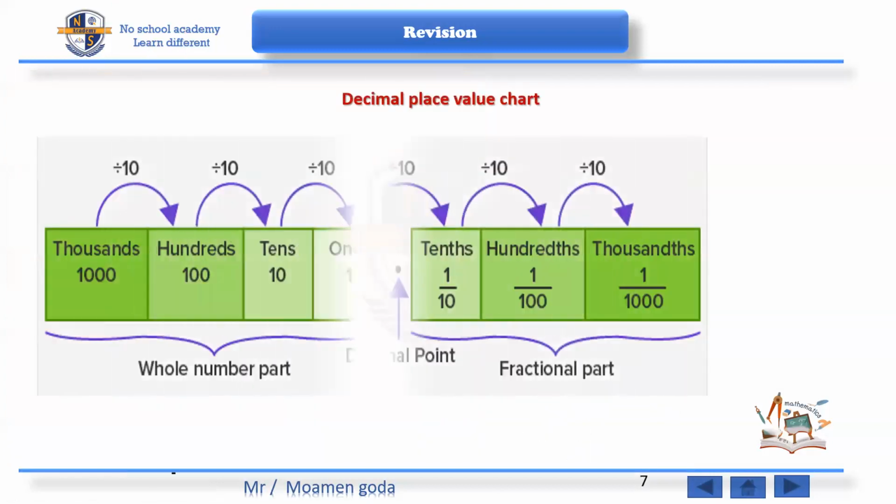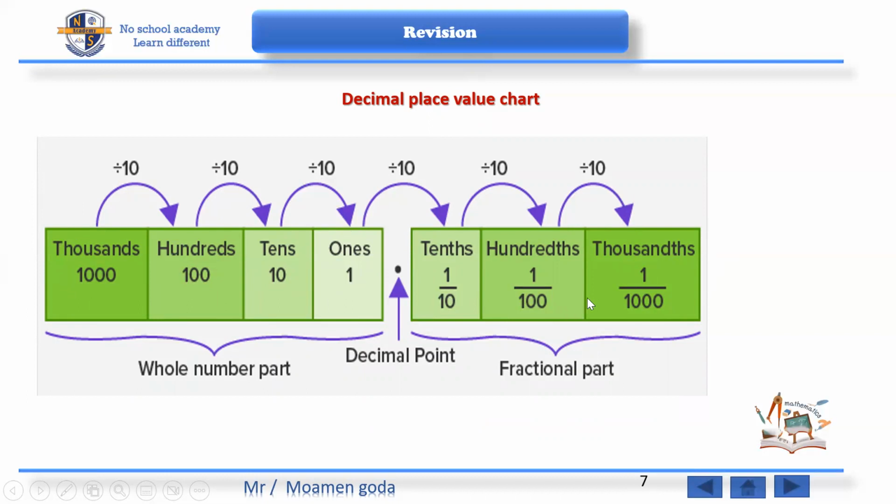Another approximation we talked about was for the decimal numbers. First, let's remember the decimal chart here. I have here first for the number, this is the whole number, and this is the decimal number. This part's for the whole number, and this part's for the decimal number. For the whole number, I have, as we know, ones, then tens, hundreds, and thousands.